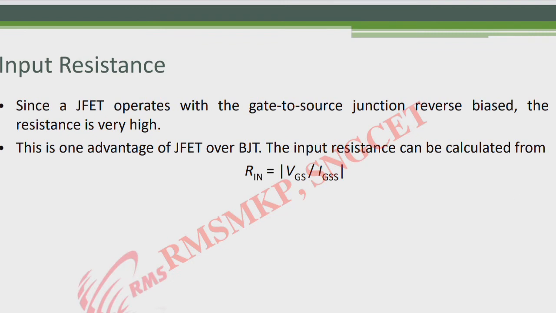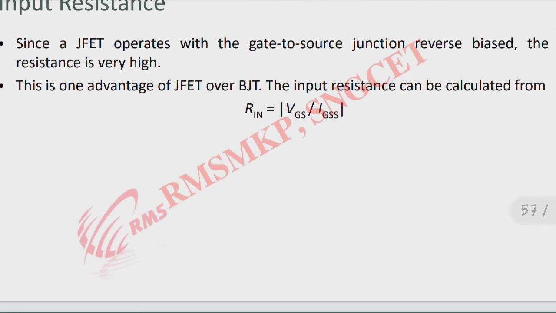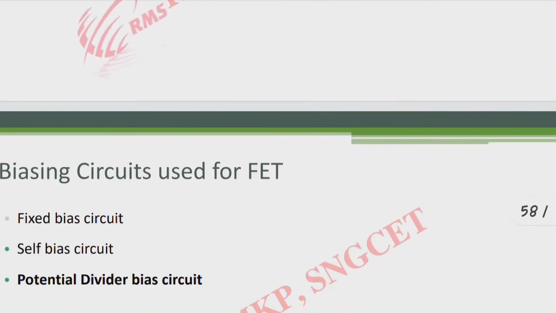Input resistance. Since a JFET operates with a gate to source junction reverse biased, the input resistance is very high. This is one advantage of JFET over BJT. The input resistance can be calculated from Rin equal to VGS by IGSS.